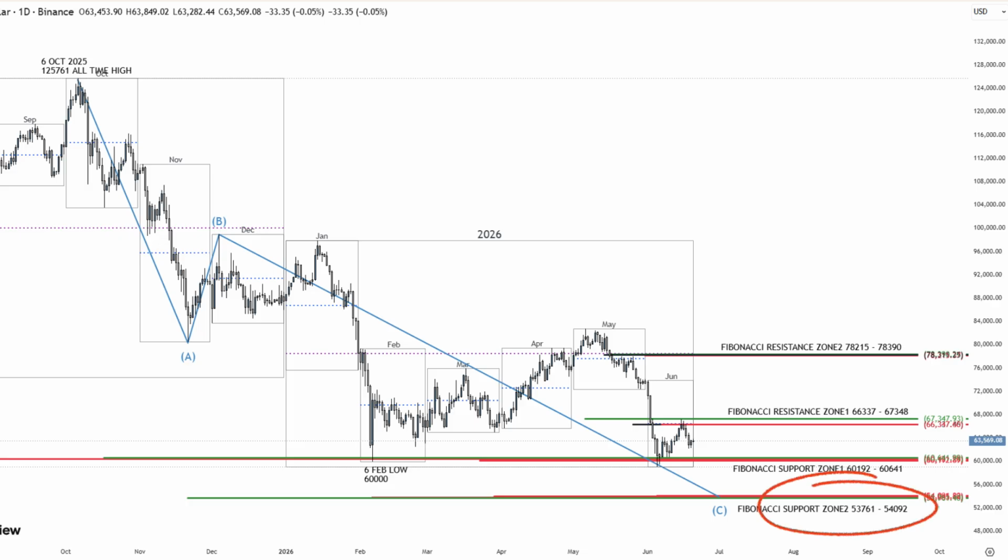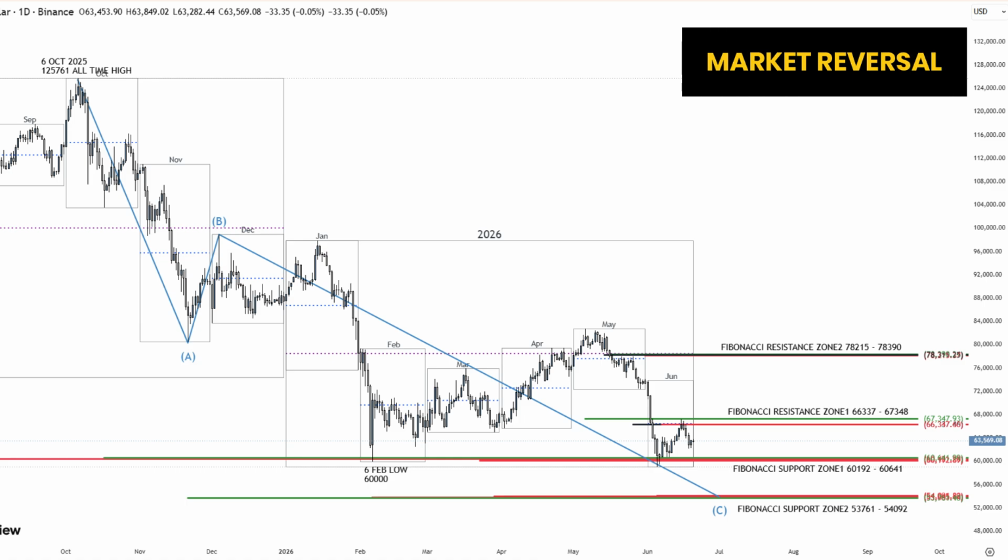between $53,761 and $54,092. This will not only be Bitcoin's yearly bottom, but also a pivotal reversal point for Bitcoin to move higher. In other words, as we write this analysis on 20th June 2026, this final liquidity sweep lower could complete this higher time frame correction at the right time window, and this will be Bitcoin's cycle low.